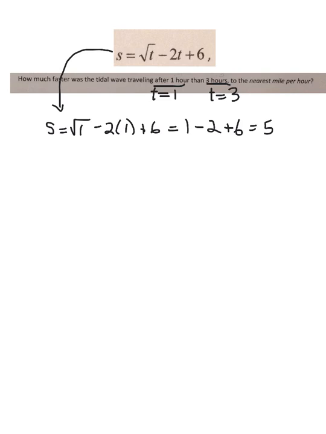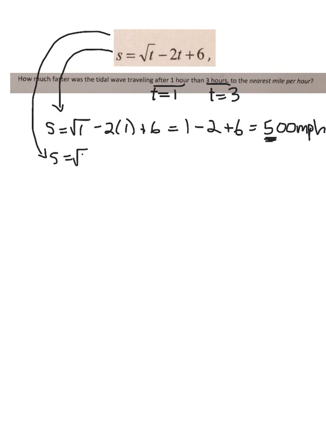Okay, so that's 500 miles per hour, because if you go back and you read the very original question, it says the speed of a tidal wave s in hundreds of miles per hour. So even though this is 5, it is in hundreds, so that's really 500 miles per hour. All right, now let's do the same thing. Let's use the same equation, but now we're going to plug in 3, and we're going to compare, and we're going to see what we get.